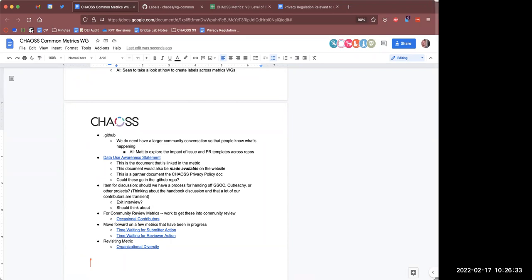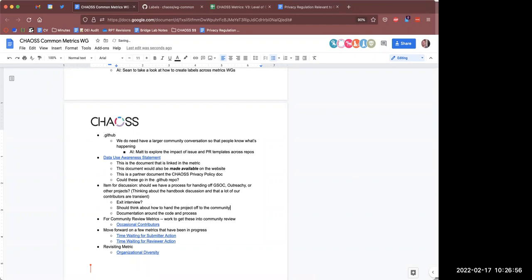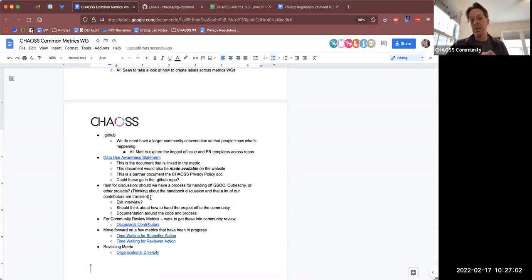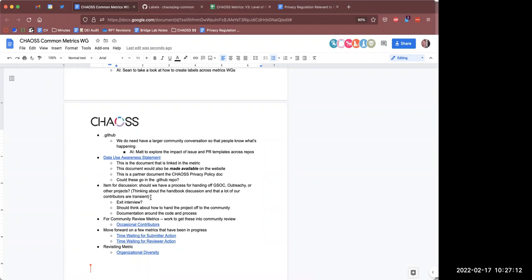I was going to say documentation around the code and process is probably something we should make a requirement for all Google Summer of Code projects, if it's not already. And how do we decide who the owner or maintainer of that project will be moving forward? Actually, I like this. Kevin, how is the documentation around the code and process different than what might normally be expected in a summer project? I would say it's not. I don't know what's expected for all Google Summer of Code projects.